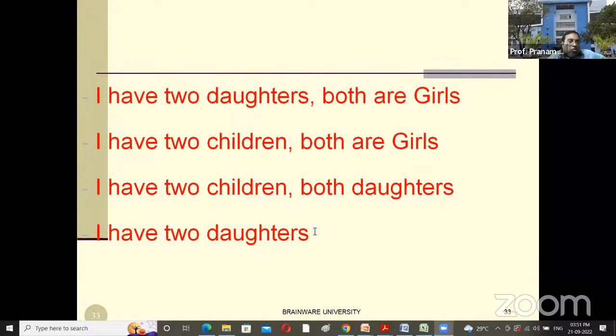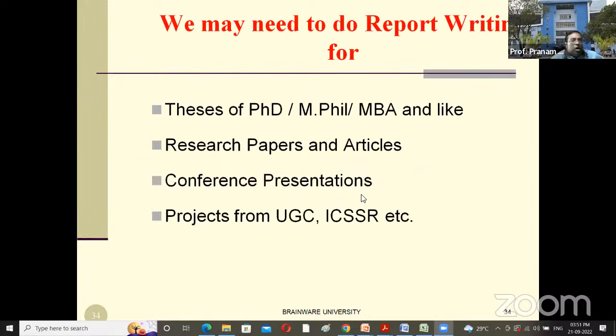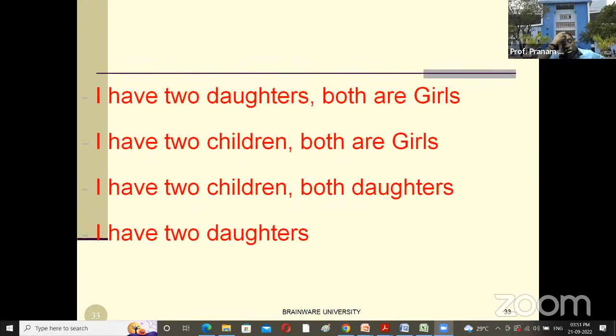Yes, the last one: I have two daughters. It means everything. Daughters are obviously girls. No daughter is a boy, and no son is a girl. So it is generalized. Nothing needs to be written that I have two daughters, both are girls. So this depicts that your report writing should be brief, pinpointed, and dealing with the business only.